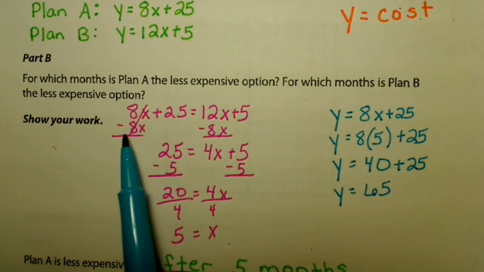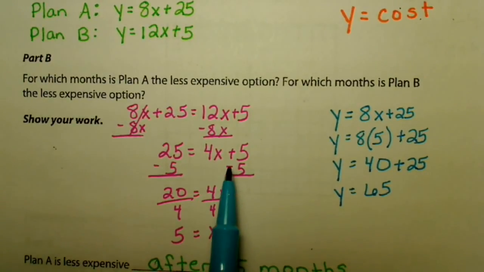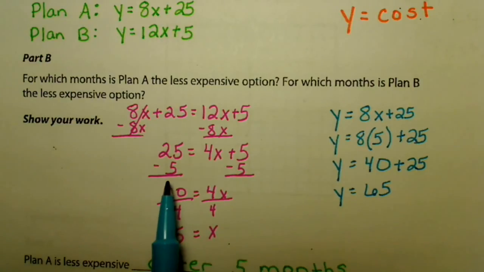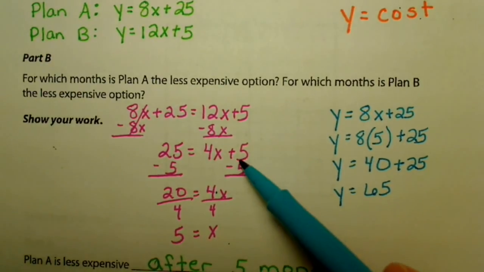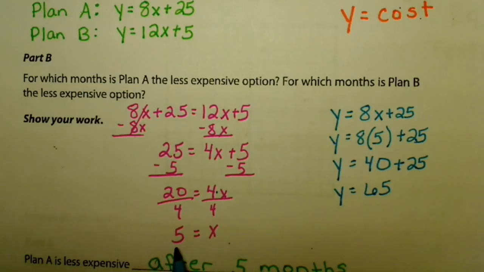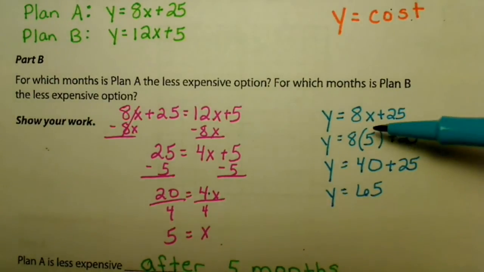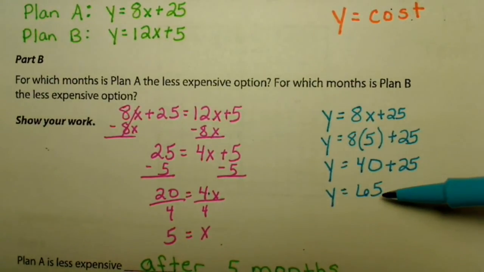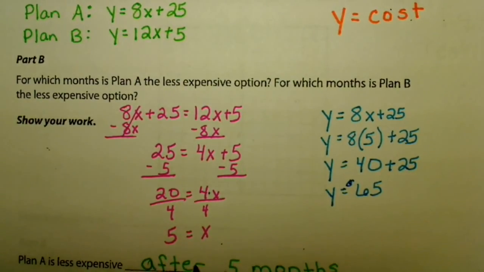The first step then is to get all of the variables on the same side. And then I did the inverse of adding, which is subtracting, and the inverse of multiplication. You always do the inverse of the adding, subtracting, and the inverse of multiplication and division on the side that has the variable. Okay, so now x is 5, so the number of months is 5. And then if you wanted to plug it into either equation, you could find out how much it cost. And it would be $65 for 5 months with either company.